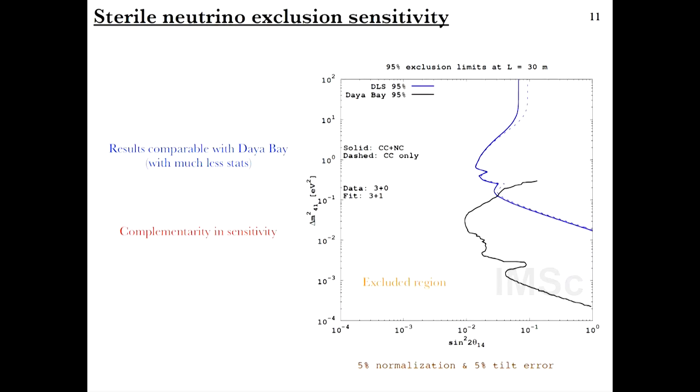So yeah, these are the final sensitivity plots. For comparison, I've shown the Dirac excluded region in the delta m square 41 versus sine square 2 theta 14 plane. What is on the right is the region that is excluded, and this whole region is allowed. You can see that even with much lesser statistics, the results are quite comparable to the existing constraints that we have for excluding sterile neutrinos through Dirac.